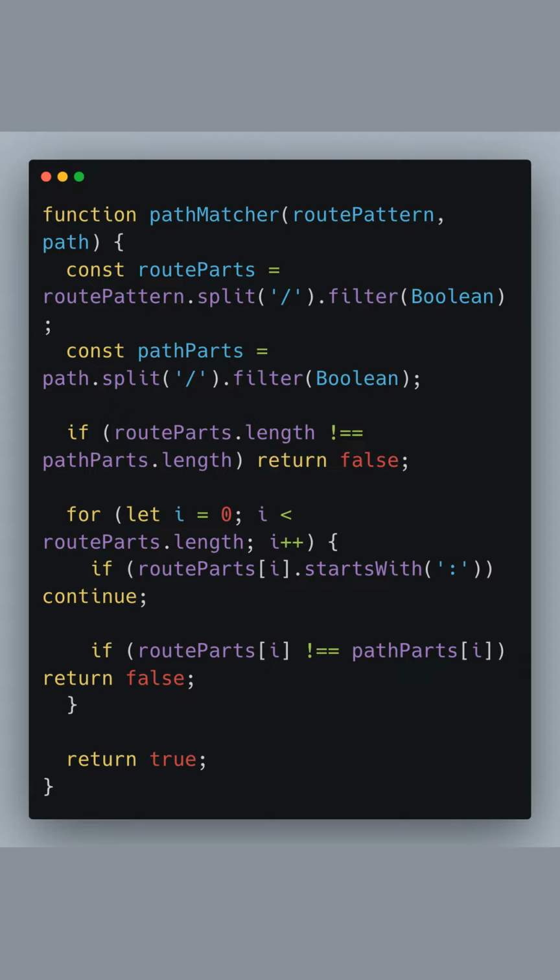Then, it checks if the number of segments in both are equal, because a mismatch there means the path cannot possibly match. Next, we loop through each segment. We ignore segments in the pattern starting with a colon, as these are placeholders for dynamic values. For all other segments, we compare them directly, only continuing if there's an exact match. If all checks pass, the path matches the pattern.